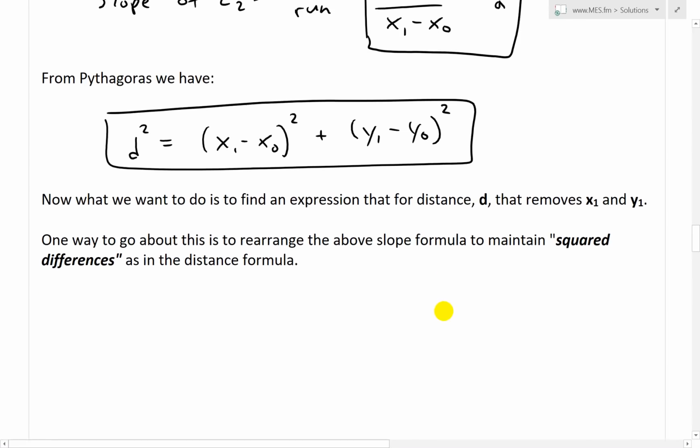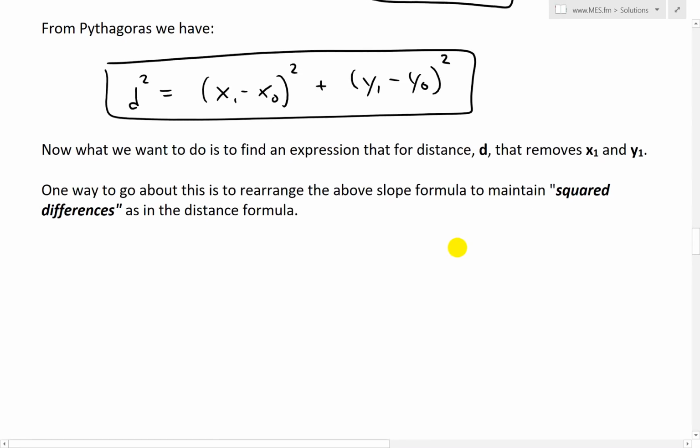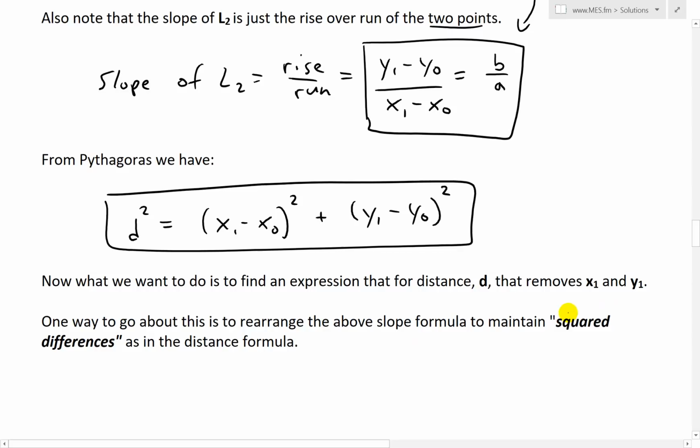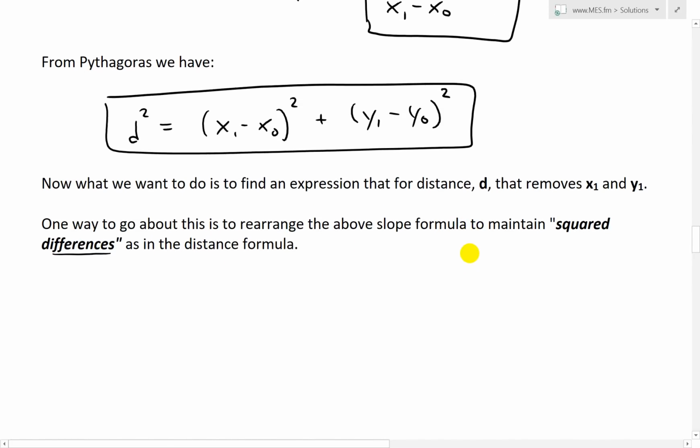Now what we want to do is find an expression for distance, as I explained above, that removes x1 and y1. One way to go about this is to rearrange the above slope formula to maintain squared differences, because we have y1 minus y0 and x1 minus x0, but for the distance we have squares. So we want to rearrange this and play around with it to maintain square differences, just like the distance formula, so we could eventually plug in the d squared there and rearrange.